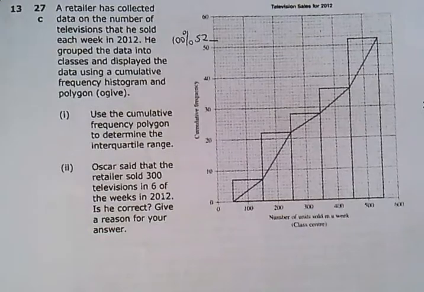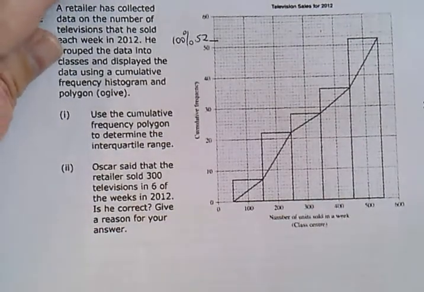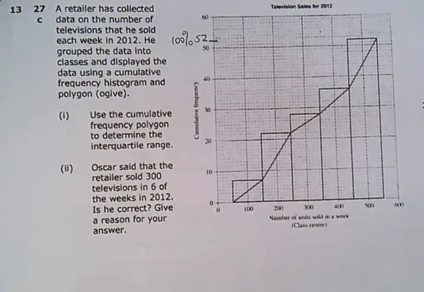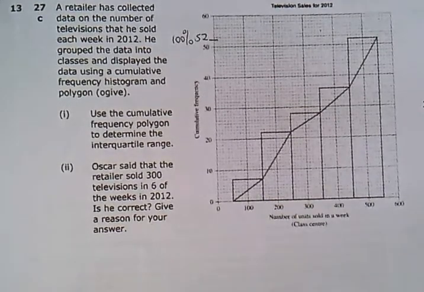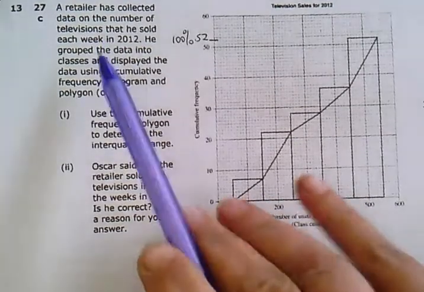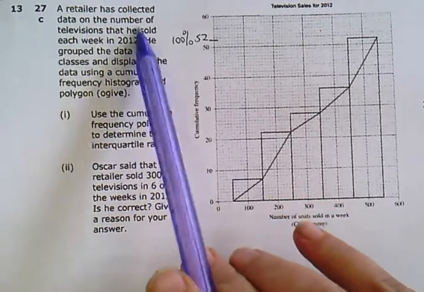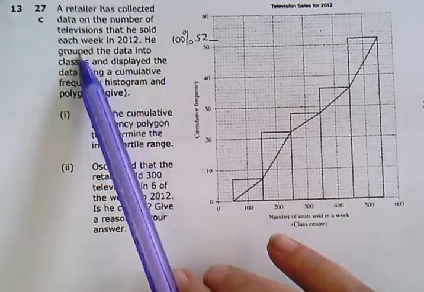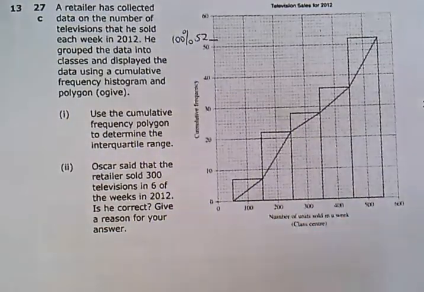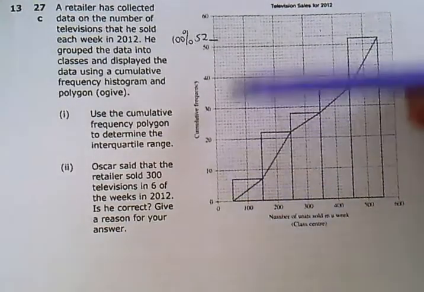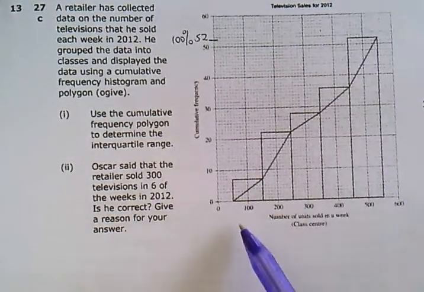These are some past HSC questions relating to exercise 403, which is looking at interquartile range and measures of spread. So 2013 HSC question 27. A retailer has collected data on the number of TVs that he sold each week in 2012. Now, remember there are 52 weeks in a year, and this is why this data goes up to 52.